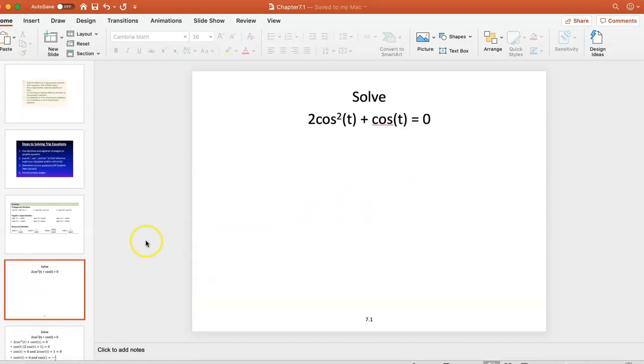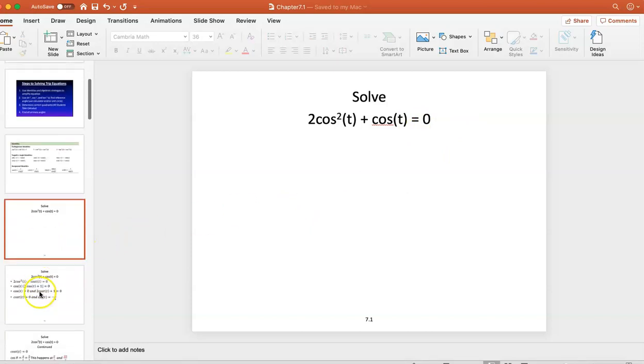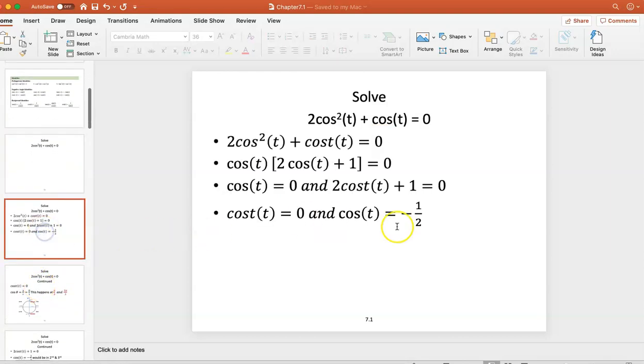We're solving this: 2 cosine squared t plus cosine t is equal to 0. It's kind of like 2x squared plus x equals 0. You would start out by factoring out an x. Well, we're going to start out by factoring out a cosine. So 2 cosine t plus 1 is what's left. Set your two factors equal to 0, just like you always do, and solve.